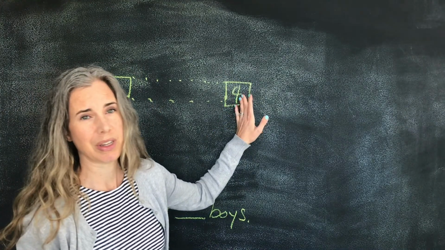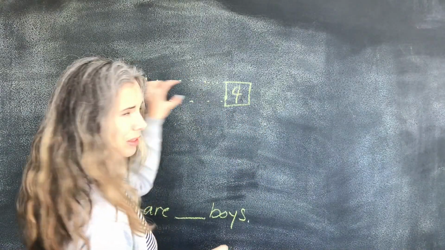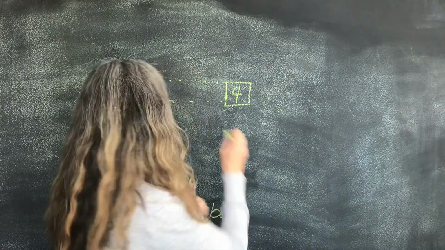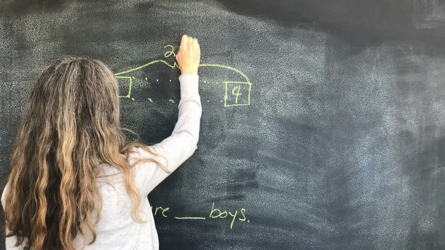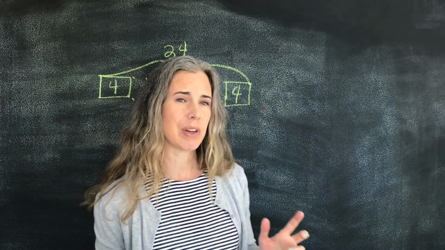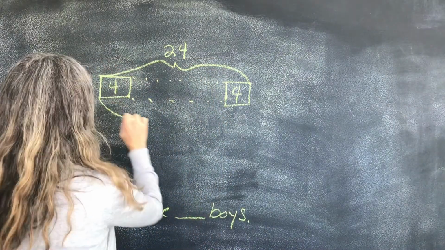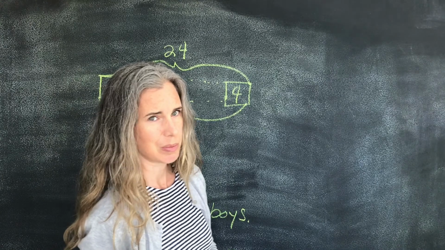Four grapes go to each kid, but we don't know how many kids there are, hence this in the middle. Now let's look at what we do know. There are 24 grapes. Okay, and we're trying to figure out how many boys he gives them to. So I'm going to put my question mark down.